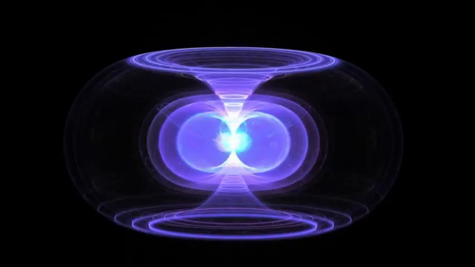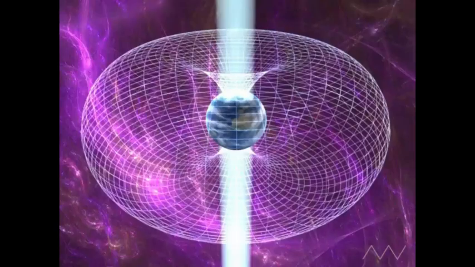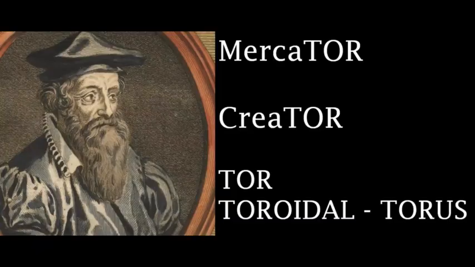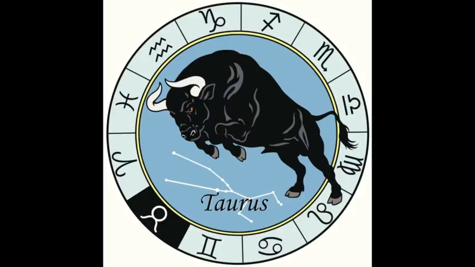Even in their heliocentric lie, they acknowledge that the Earth's magnetic field is toroidal, or shaped like a torus. The name Mercator produces the 7-letter anagram creator, or tor, toroidal, or torus. The source of the toroidal magnetic field lies at the center, or the bull's eye, the bull, the torus. Do you see how they have corrupted the torus by making it synonymous with the horned animal?